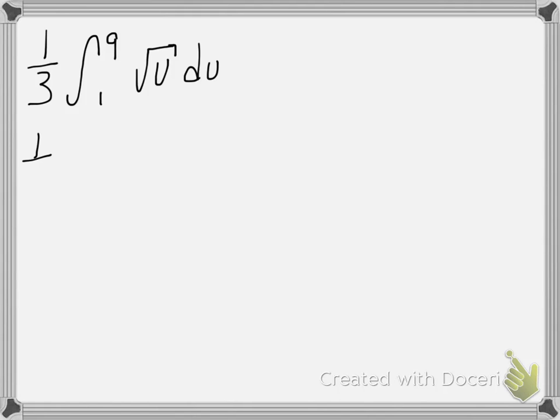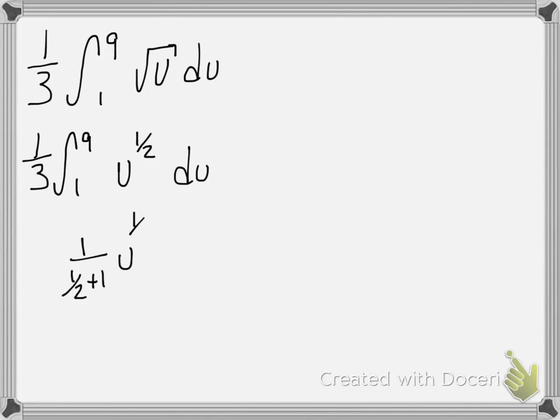So now just go through and do what you know. 1 to 9. Square root of u is going to be u to the 1/2 du, and just do that to put it in terms that we can use. And so we're going to have our 1 over 2 plus 1, u to the 1/2 plus 1, and the du goes away. We still have our 1/3, and that is from 1 to 9 in terms of u.